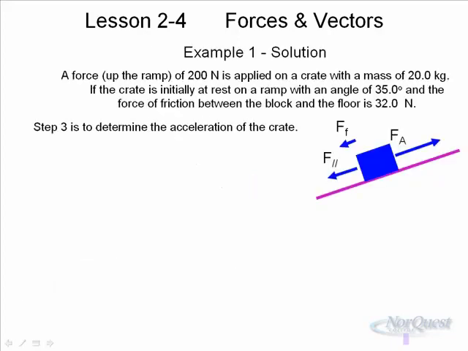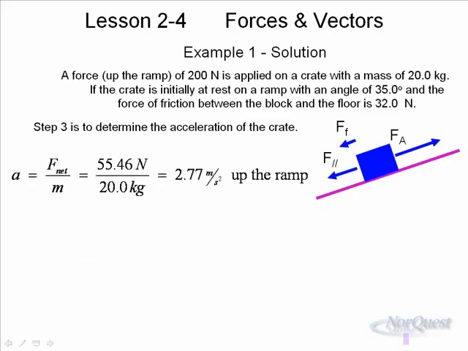Now the next step, step number 3, now that we have the net force, we can find acceleration. Acceleration is determined by using Newton's second law. We take our net force of 55.46 and we divide by the mass of the block, or the crate. And of course the mass of the crate is 20 kilograms. 55.46 divided by 20 gives us a net acceleration of 2.77 meters per second squared up the ramp. So your pushing of 200 results in a net acceleration of 2.77.